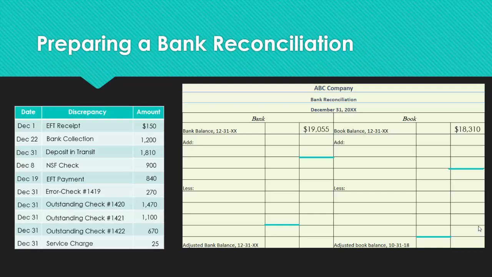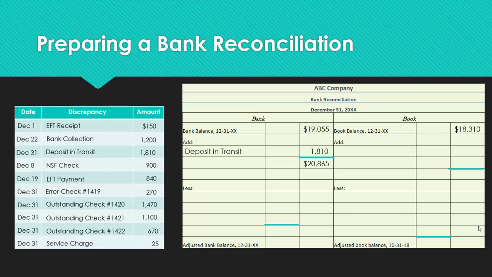Under the add section, the only thing you can do is record any deposits you know you made into the bank that haven't shown up yet. So let's record our deposit in transit. That deposit in transit was for $1,810, and since we know we're putting the money in the bank, it's going to increase our bank balance. So if we add those two together, we get a subtotal of $20,865.